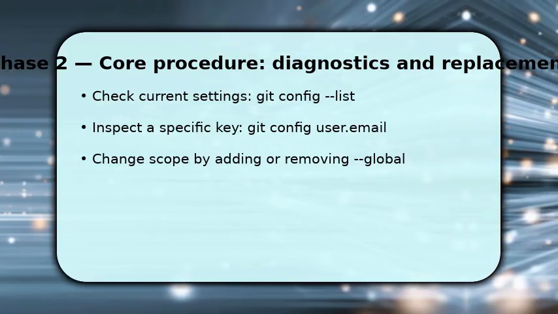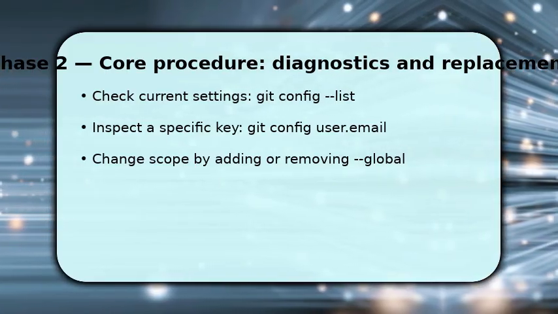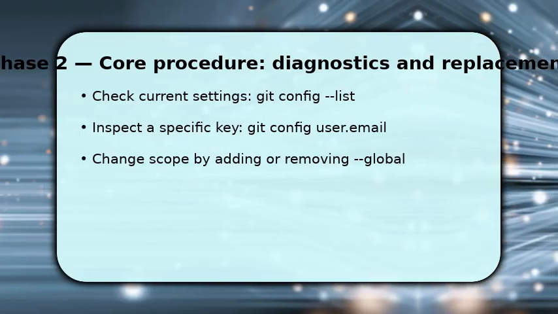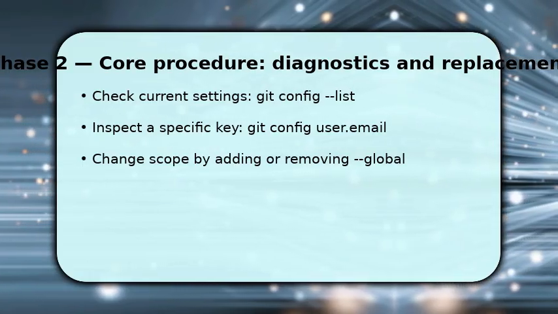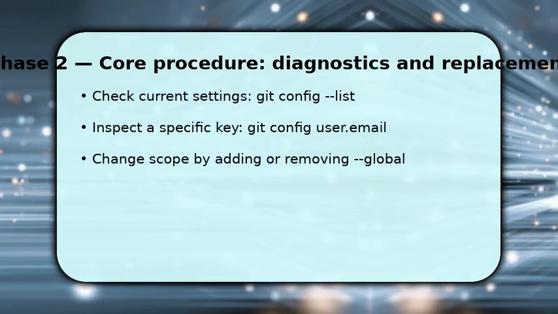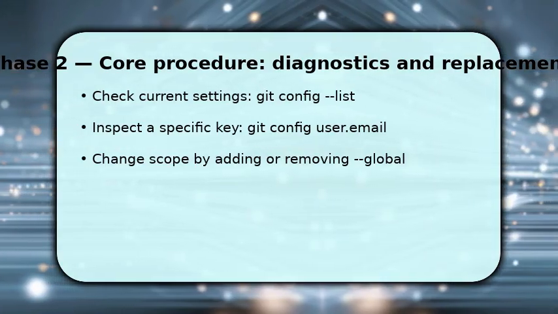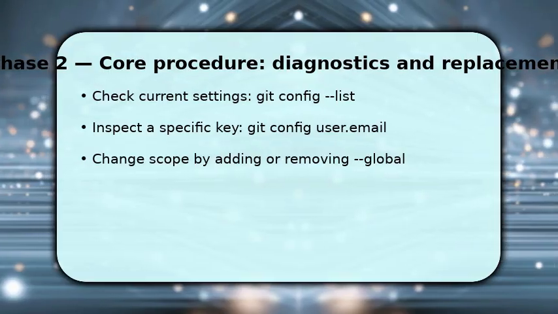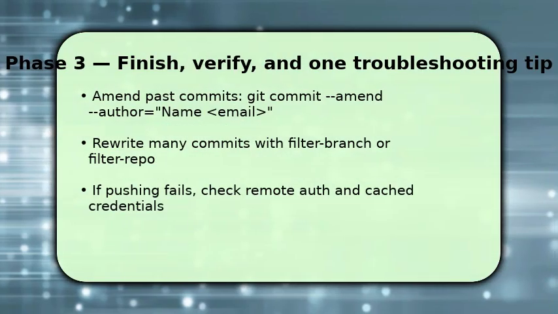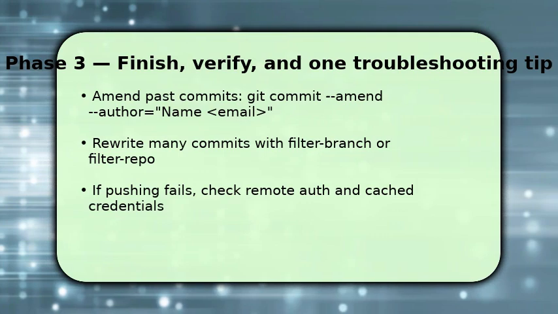To correct mistakes, run git config --global user.email new@example.com, or drop --global to change only the current repository. You can also edit .git/config directly for per-repo tweaks, but use commands to avoid syntax errors and preserve proper form. Finish by confirming pushes show the right author on the remote.